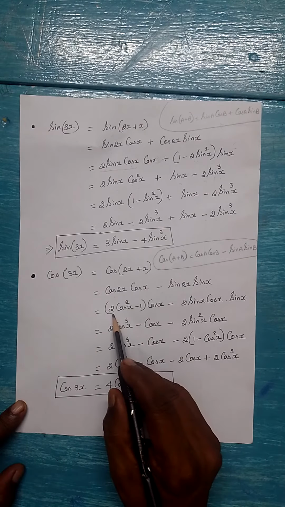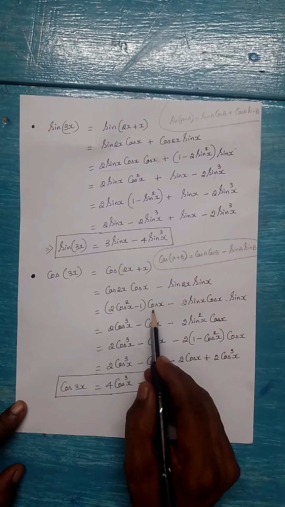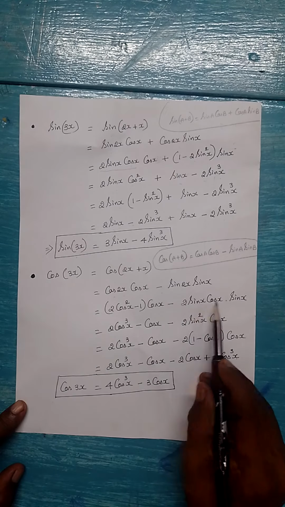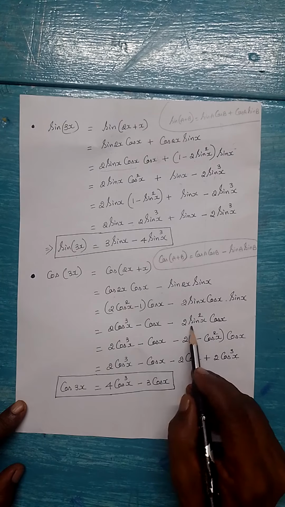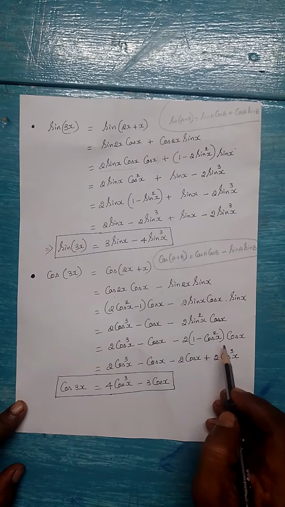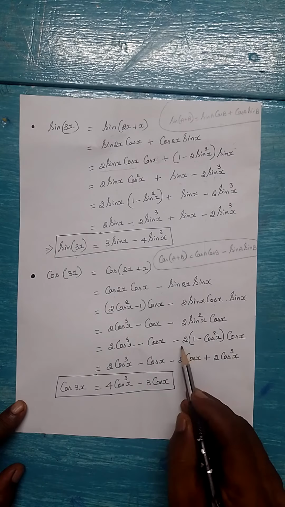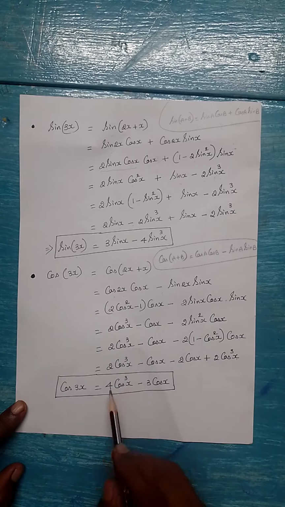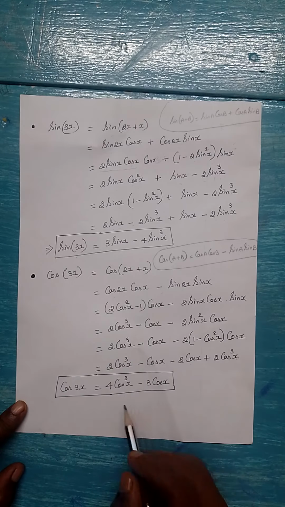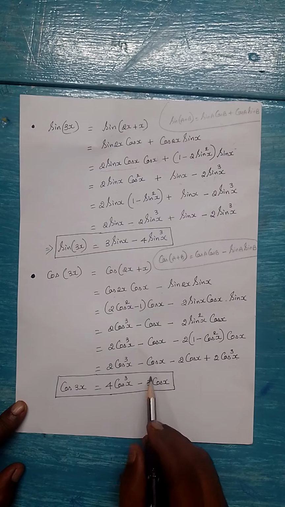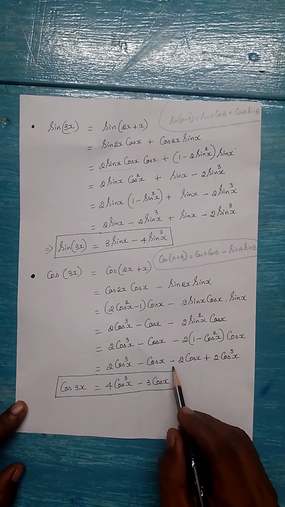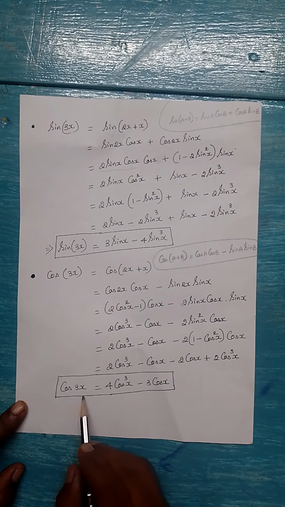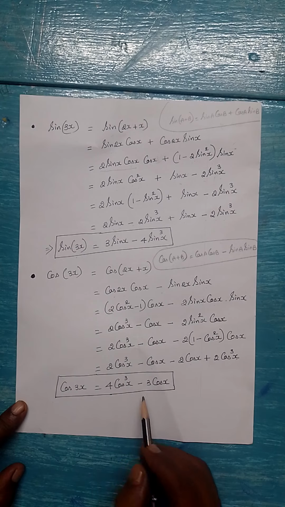Now cos x into 2 cos square x is 2 cos cube x, minus cos x. So this will be minus 2 sin x into sin x, sin square x into cos x. Sin square x can be written as 1 minus cos square x into cos x. Now this will become minus 2 cos x, minus into minus plus 2 cos cube x. So 2 cos cube x plus 2 cos cube x is 4 cos cube x, minus cos x minus 2 cos x will give you minus 3 cos x. Therefore, the formula for cos 3x is 4 cos cube x minus 3 cos x.